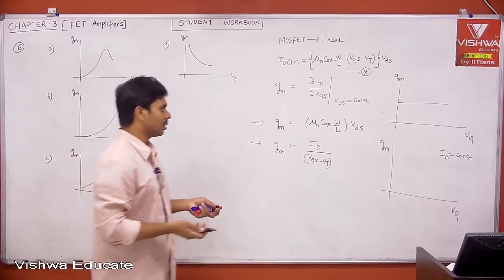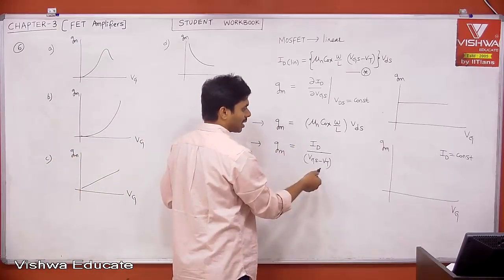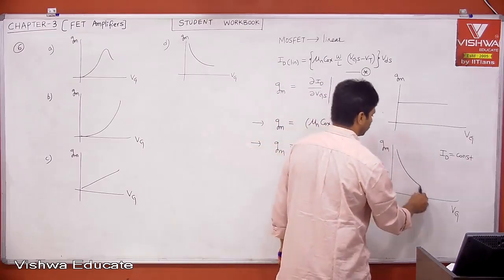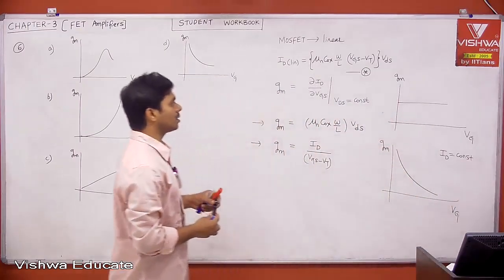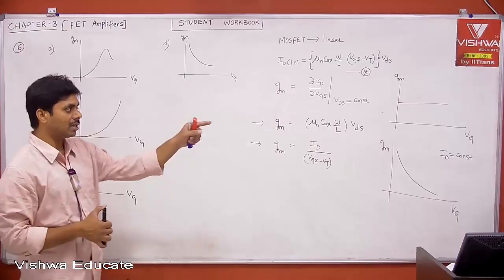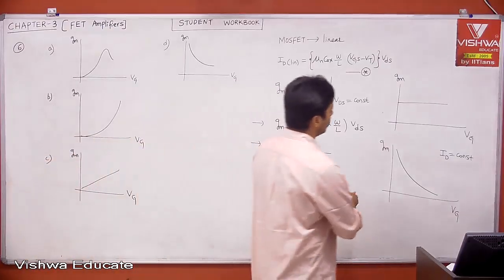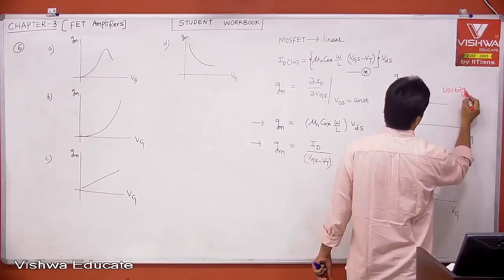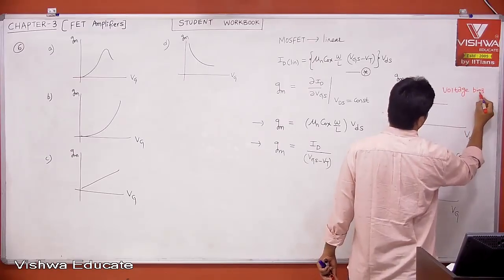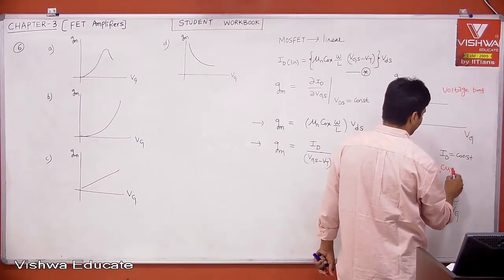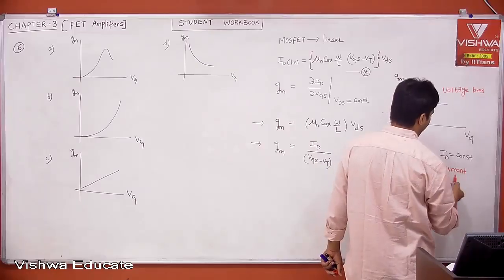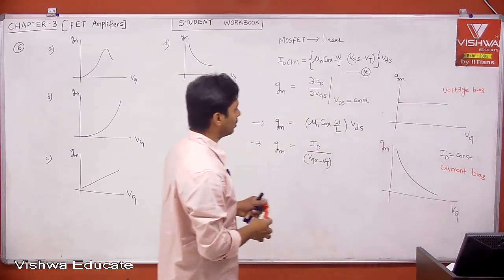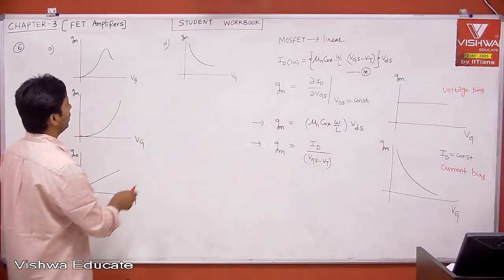Then this is constant: Y axis, X axis, XY equal to constant, a rectangular hyperbola. Now what is your GM with respect to VG when ID is constant? Voltage bias, with passive load, means your RD is present, and this is current bias, with I bias at the output, active load. With respect to current bias, what are we getting? Answer D.